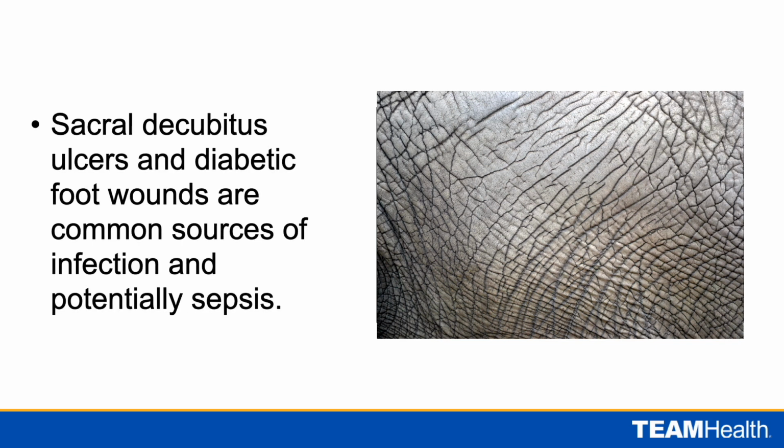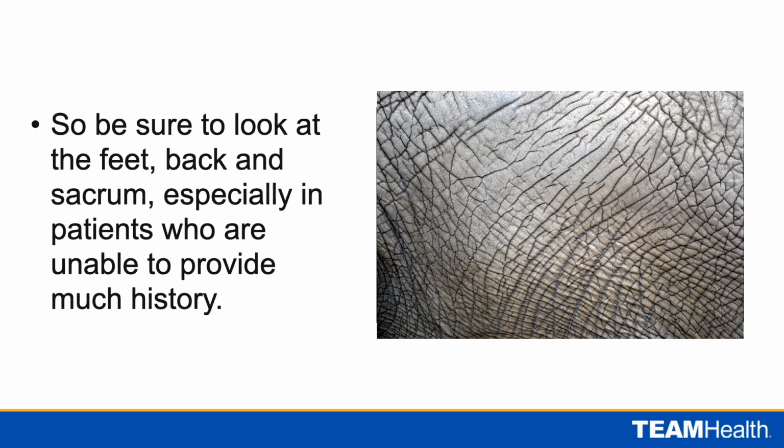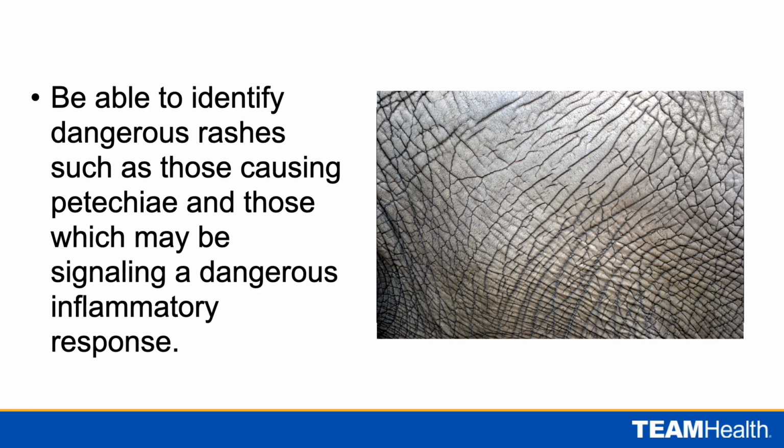Sacral decubitus ulcers and diabetic foot wounds are common sources of infection and potentially sepsis, so be sure to look at the feet, back, and sacrum, especially in patients who are unable to provide much history. Be able to identify dangerous rashes, such as those causing petechiae, and those which may be signaling a dangerous inflammatory response. Luckily, few rashes are dangerous, but you have to know the ones that are.